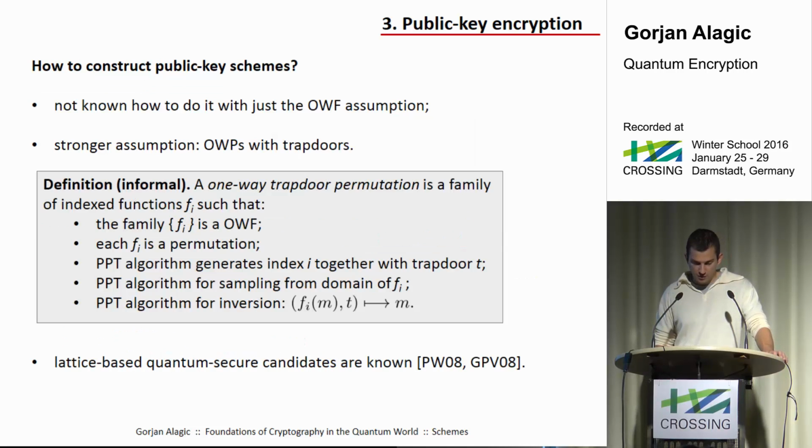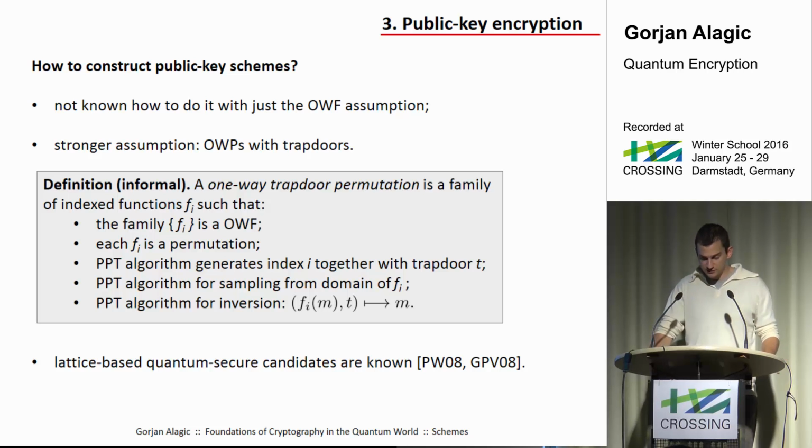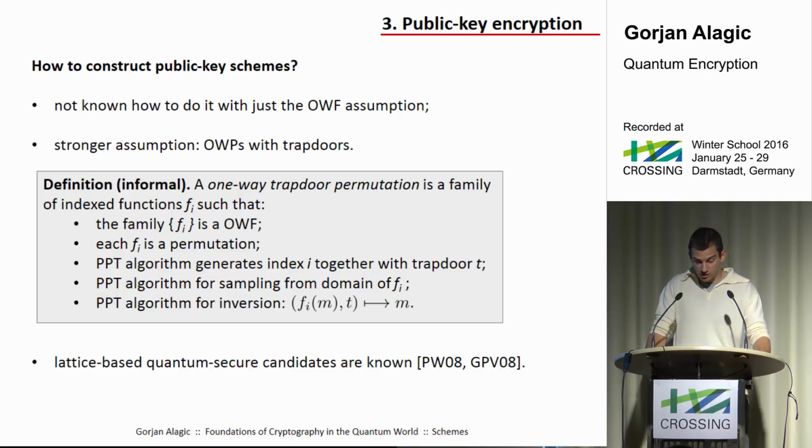Okay. So how do we construct such schemes? Actually it's not known how to do this with just the one-way function assumption. So we're going to make a stronger assumption, which is that we in fact have one-way permutations that possess trapdoors. This is exactly as it is in the purely classical case. You need quite a bit of detail to write down a formal definition of a one-way trapdoor permutation, so let me just give you an informal sketch of what it is.